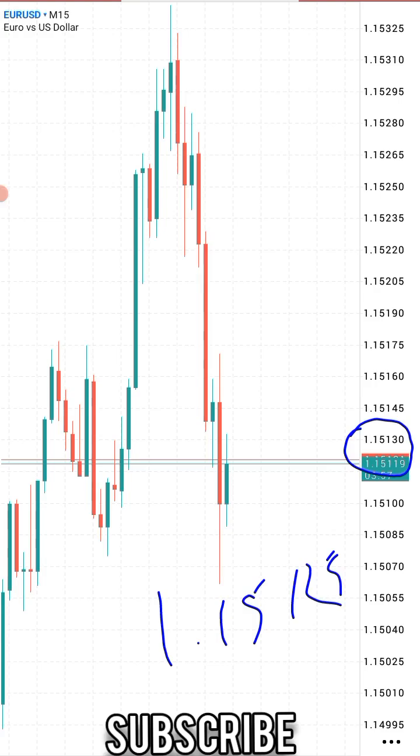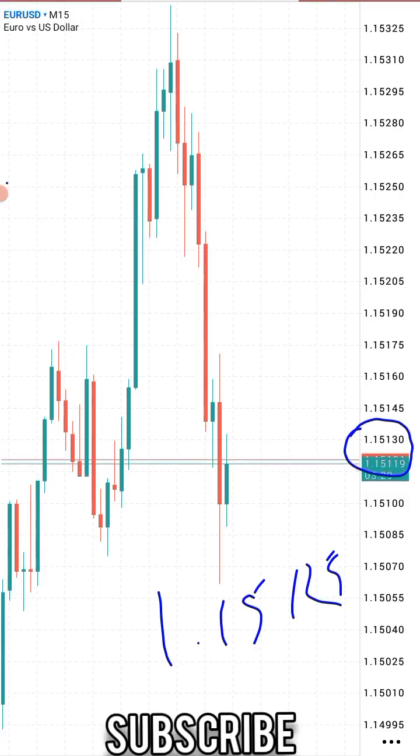For you to be able to understand this, you need to understand which one is a code currency and which one is a base currency. The first currency is always the base currency. If I say Euro USD, Euro is the base currency, while the second currency is the code currency.